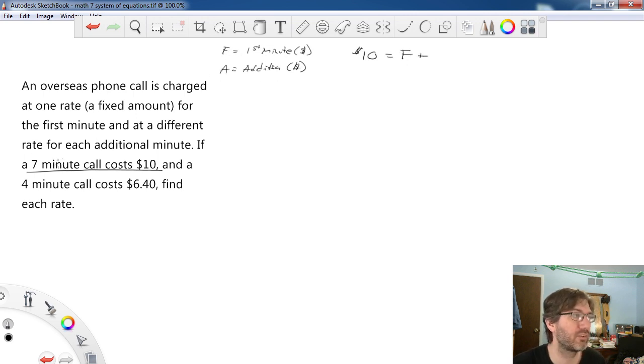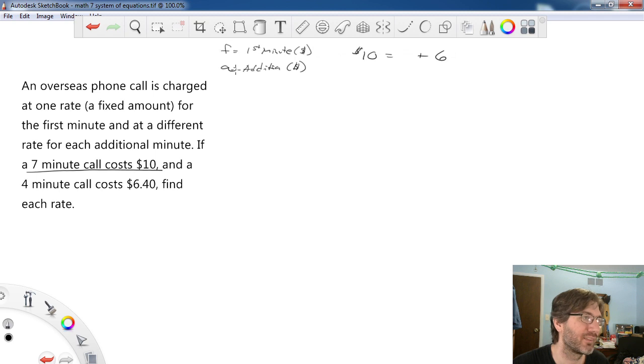And being that it is 7 minutes long, that means the first minute would be here, and then the 6 remaining minutes would be additional minutes. So we're going to do 6 times your additional minutes. And I used capitals, so I'm going to stick with capitals. Actually, I don't like the capital A. I'm going to make everything lowercase.